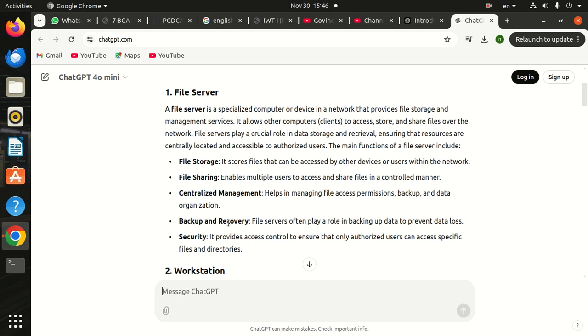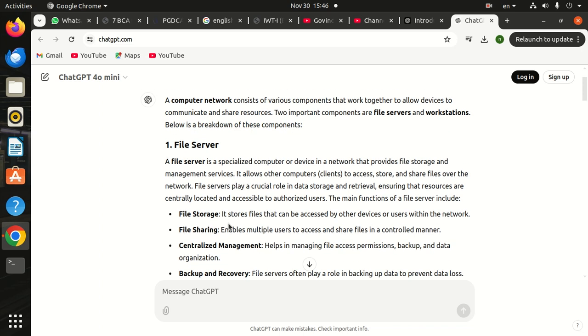The first one is a file server. It is a specialized computer, or you can also say a device in a network, which provides file storage and management services. It also allows the computers, or you can say the clients, to access, store and share a file over the network, right? They play a crucial role in data storage and data retrieval also, which ensures that the resources are centrally located and accessible to authorized users.